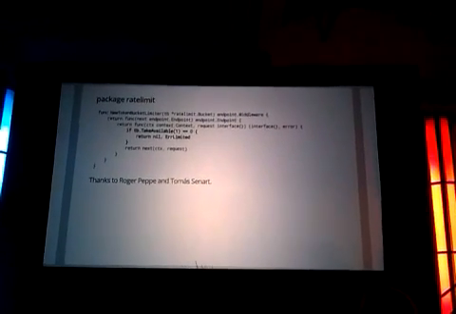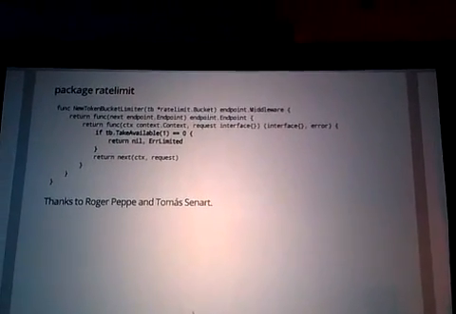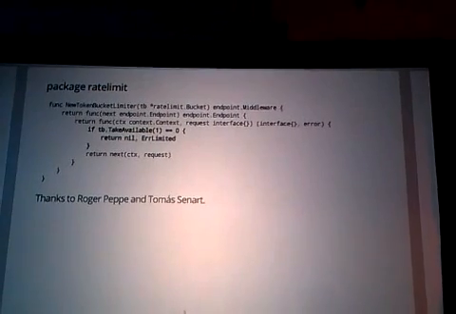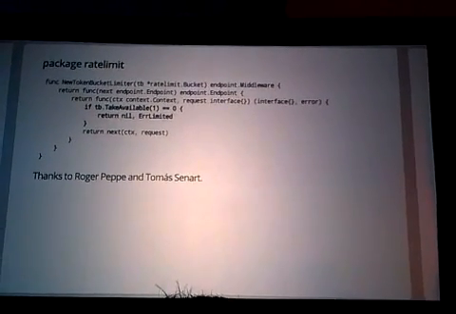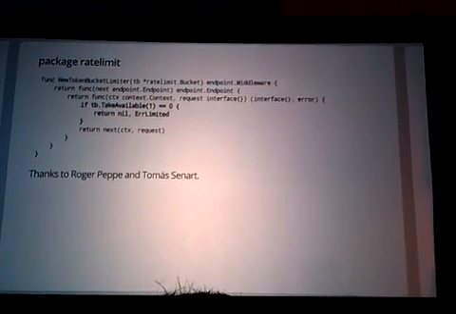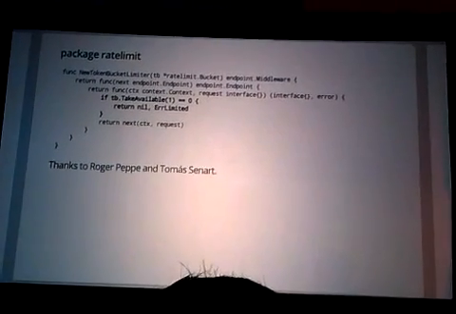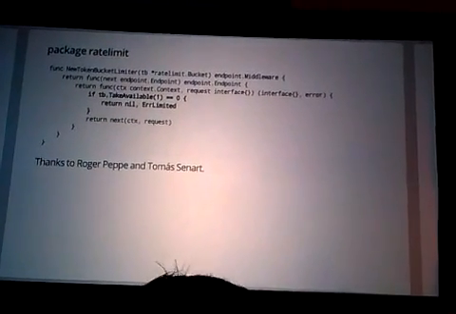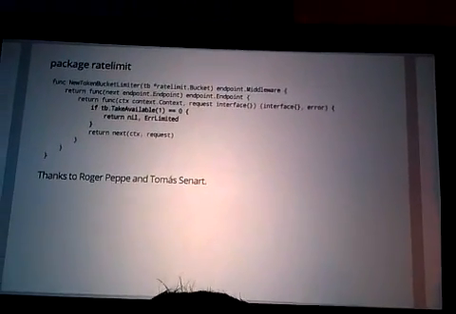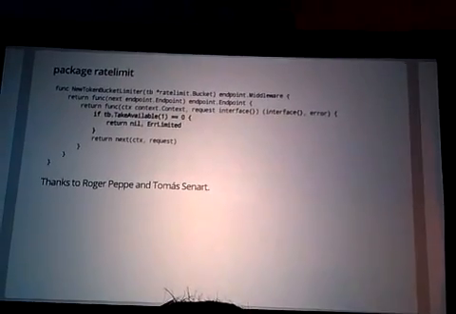Okay, so now we get into some of the value add stuff, which is interesting. Rate limit is, as it should be obvious, a rate limiter you can stick on the server or client. It's implemented as a middleware, so you pass it the parameters and then it returns a middleware that wraps something else. So big thanks to Roger Peppe, did I say that right? And Tomas Senart, who contributed quite a great deal to this.